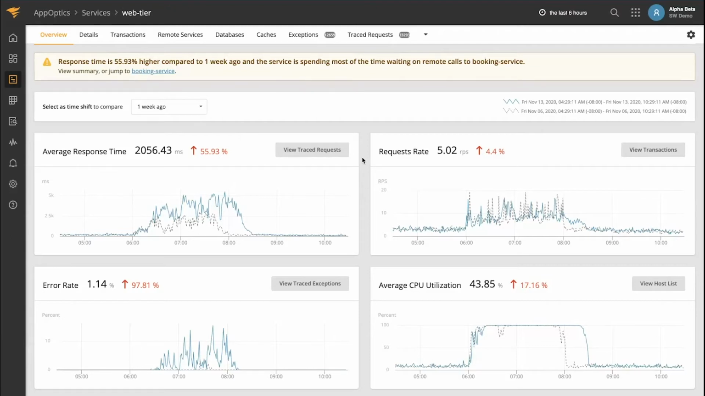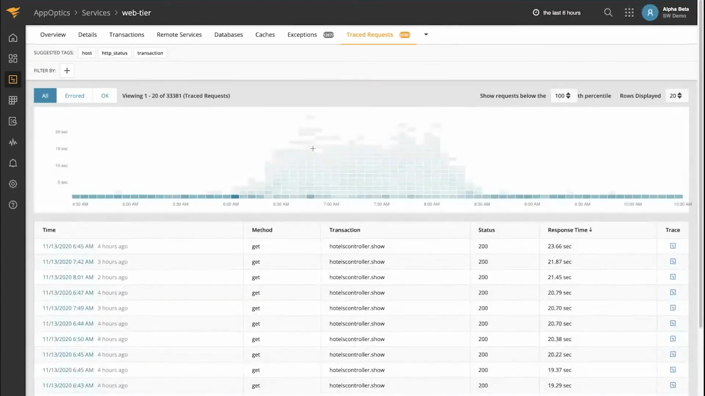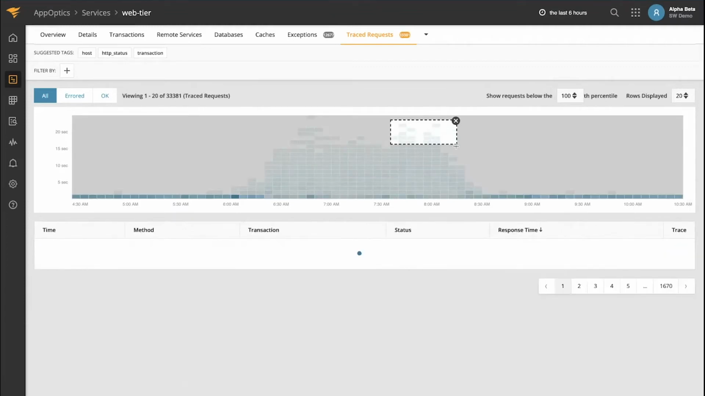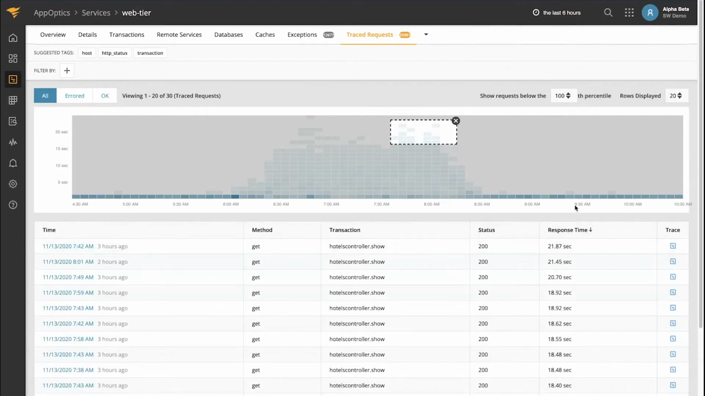If we want to dig into this latency issue further and really understand what's going on in the booking service and why this is truly slow, all we have to do is click on this View Trace Request button here. And this takes us to essentially a scatter plot or a heat map of requests. So if we want to understand what's slow during this big spike, when users were having a poor experience and waiting 20 seconds for a website to load, we can just click and drag a box. And this will filter down to those requests.